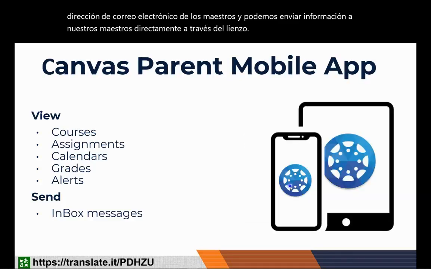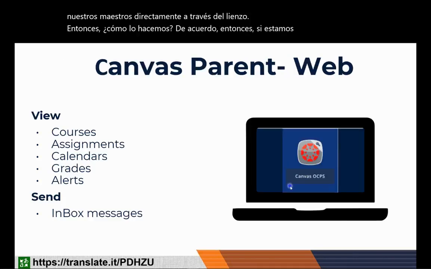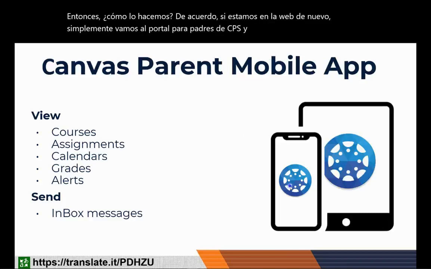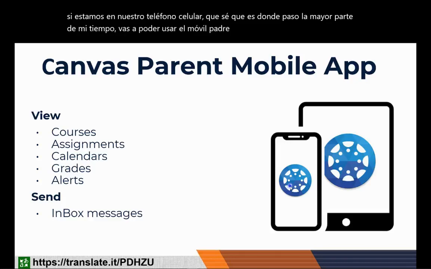So how do we do that? Okay, so if we are on the web, again, we just go to the OCPS Parent Portal and we go to Canvas Parent. But if we are on our cell phone, which I know is where I spend most of my time, you're going to be able to use the Canvas Parent mobile app directly.